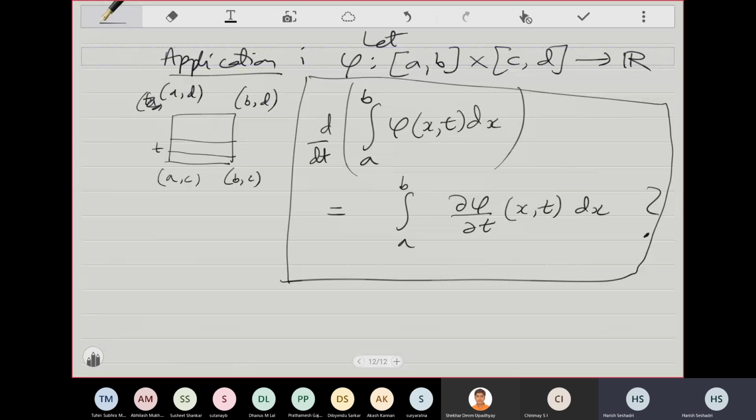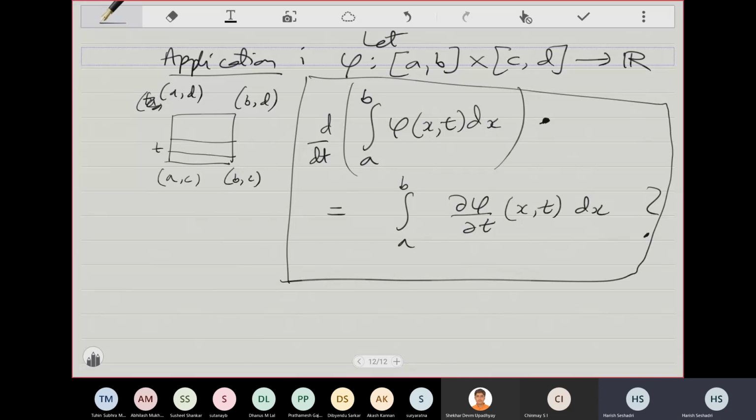Obviously, in order to make sense of this question, I said that f is a function. In that generality, the question doesn't even make sense. For one thing, you need some assumptions on phi, obviously, that for example, for every t, this phi of x comma t should be Riemann integrable here.